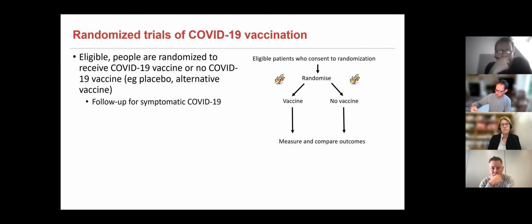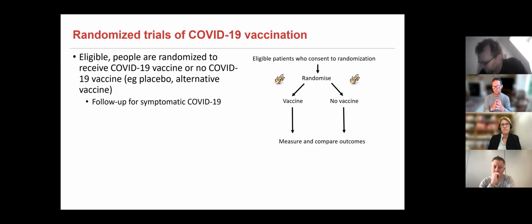Lots of volunteers, people like Professor Julian Higgins, put themselves forward to be randomly assigned either to one of the new vaccines or to either a placebo or to an alternative non-COVID-19 vaccine. And then they were followed up for symptomatic COVID-19 during 2020. And as we all know, those trials provided convincing evidence of very high efficacy against severe COVID-19 outcomes.